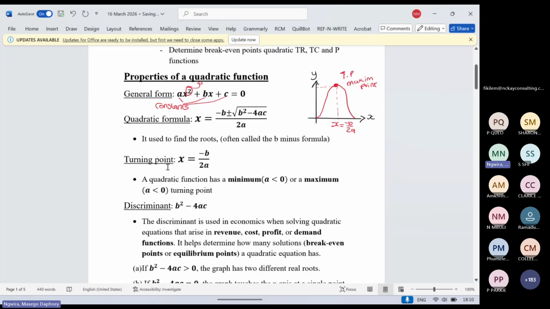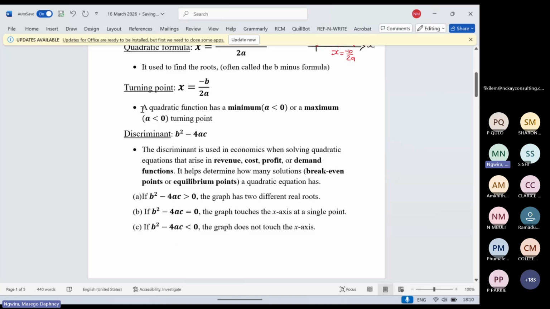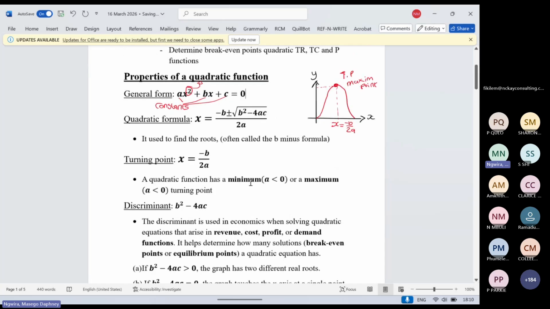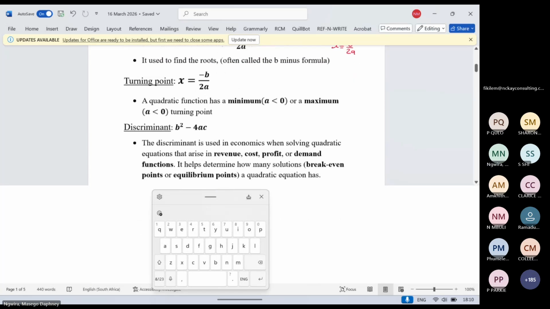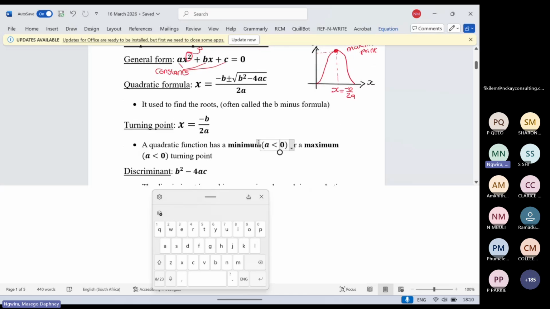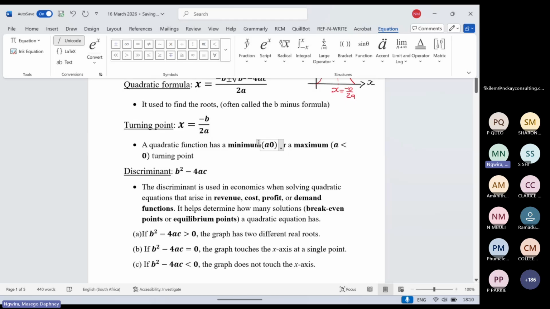And then now we move on to, here it says that a quadratic function has a minimum where your A is less than 0 or a maximum where your A, okay, here I made a mistake. When your A is greater than, not less than, sorry, let me correct myself here. So here we get a minimum when your A is greater than 0, because it will be facing up.